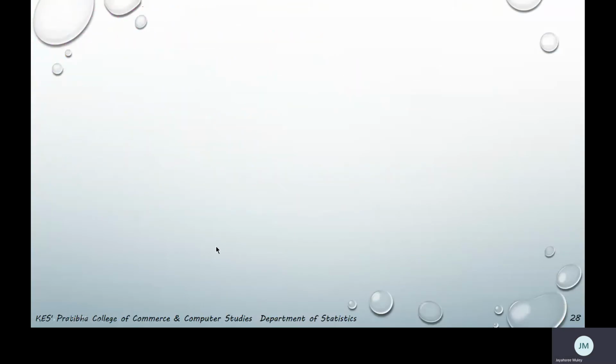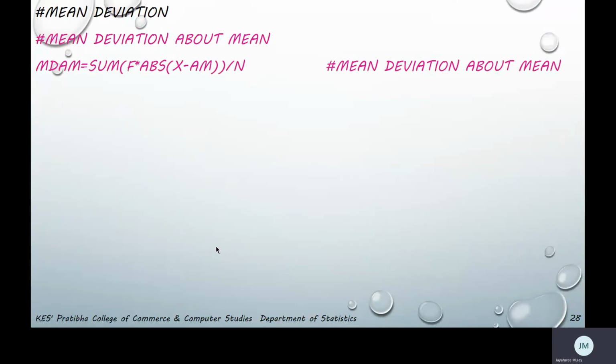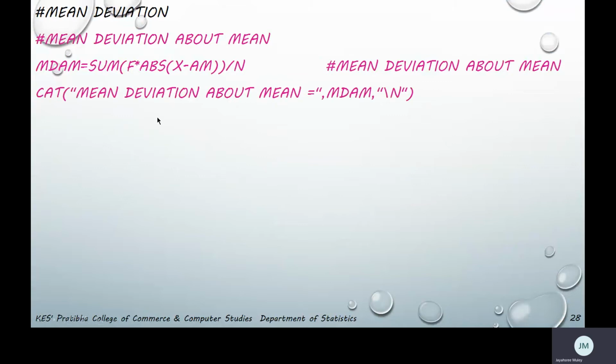After quartile deviation, we had to calculate mean deviation. Here we calculate mean deviation about mean. We had to use the formula: mean deviation about mean is equal to sum of f into absolute value of x minus AM upon n, and we take the output for the given data set.